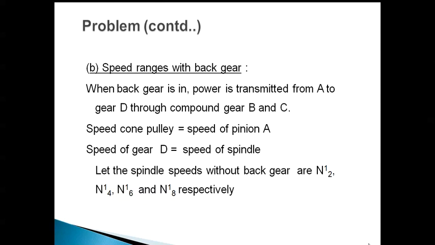So here the speed of the cone pulley equals the speed of pinion A. The speed of gear D equals the speed of the spindle.